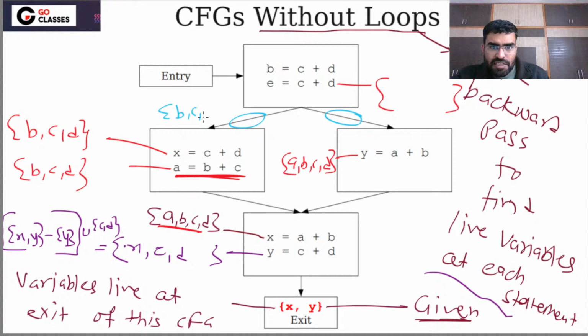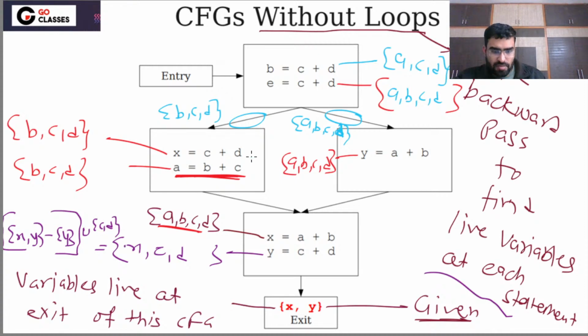Here you have B, C, D, which means you are using B, C, D. And here you have A, B, C, D, which means you are using A, B, C, D. So what you need to do is take their union minus E. So that will be A, B, C, D minus E, which gives A, C, D. And what will be here? That will be A, C, D.